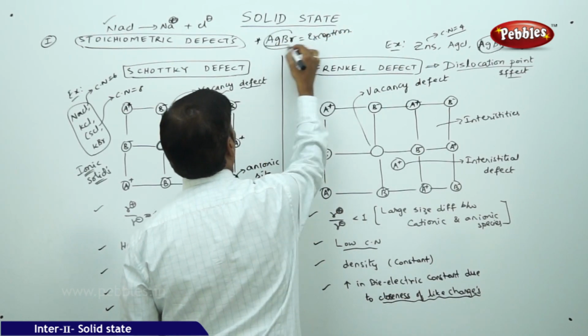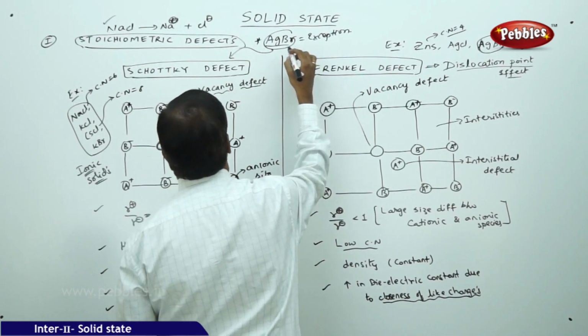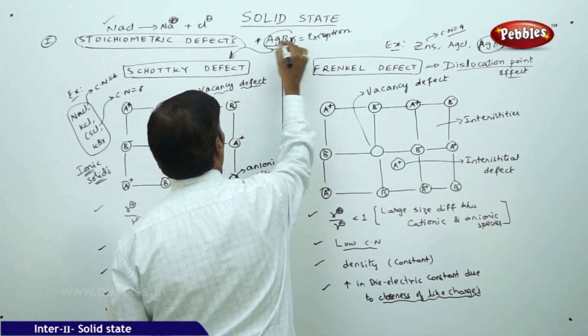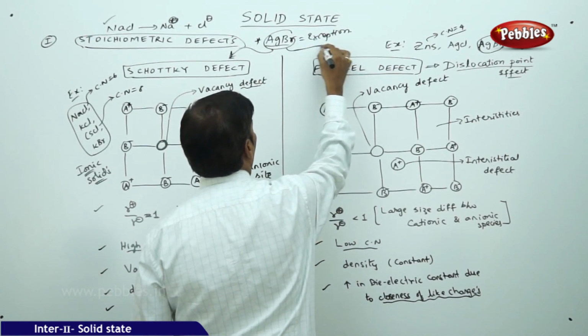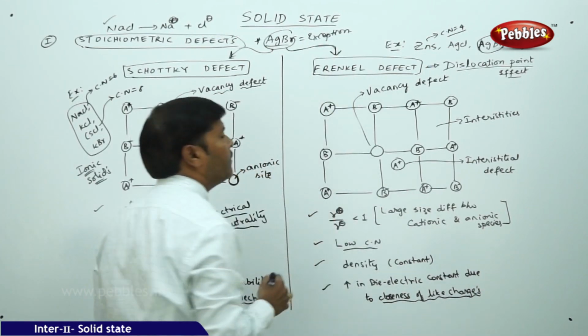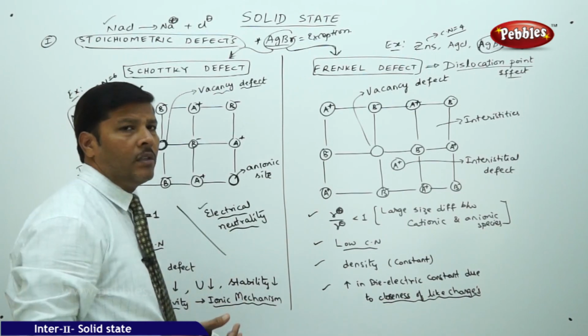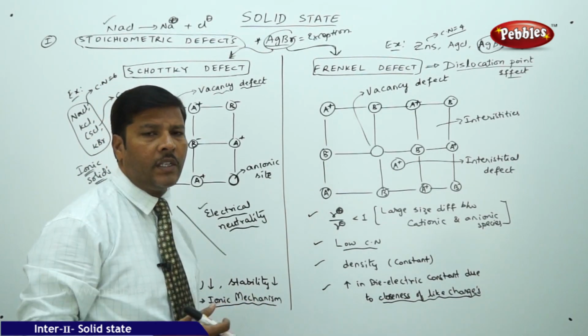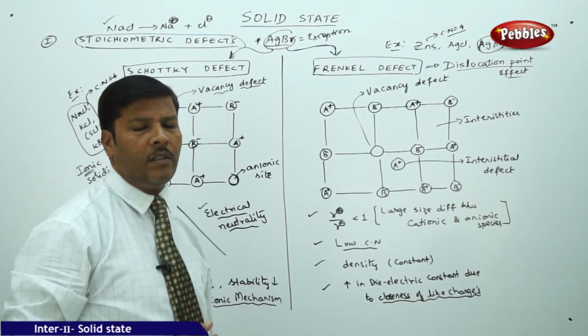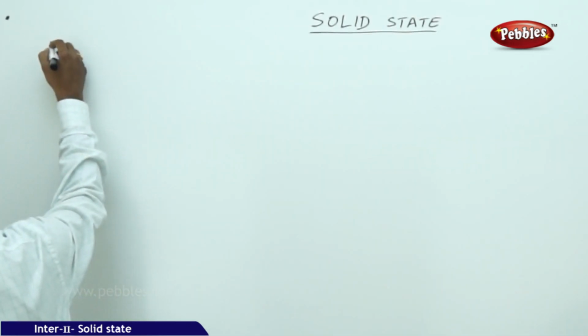This silver bromide shows both the Schottky defect and the Frenkel defect. So in this way we are able to learn thoroughly the differences between the Schottky defect as well as the Frenkel defect. Now let us go to the second part of the discussion.